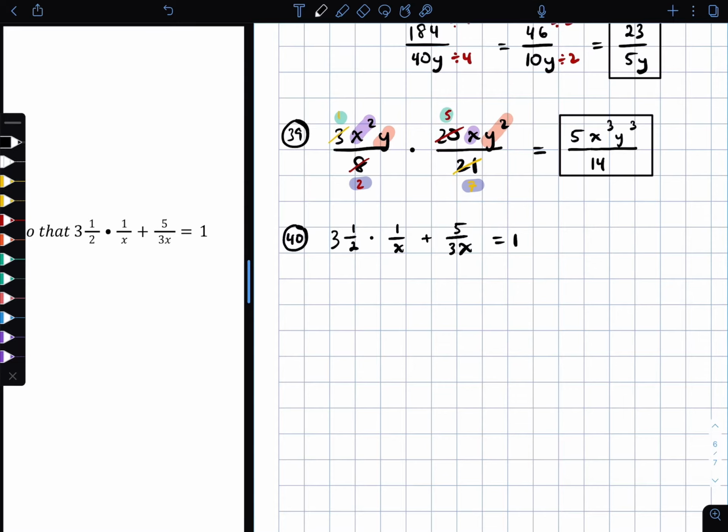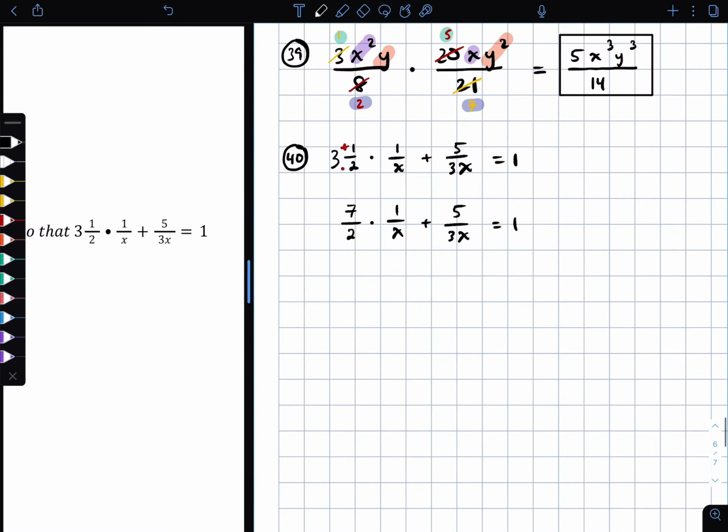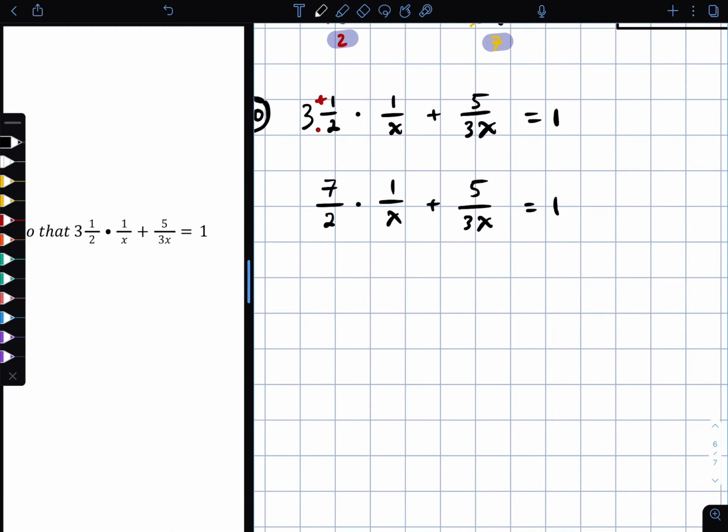So how would we start here? Well, I think we would start by just going ahead and changing this to an improper fraction. So 3 times 2 is 6 plus 1 is 7. So that's going to be 7 over 2 times 1 over x plus 5 over 3x is equal to 1. And when we do order of operations, we'd have to multiply first. So we would multiply these two values. So 7 times 1 would be 7, and then 2 times x would be 2x. And we're going to add that to 5 over 3x. And that would equal 1 somehow, right?